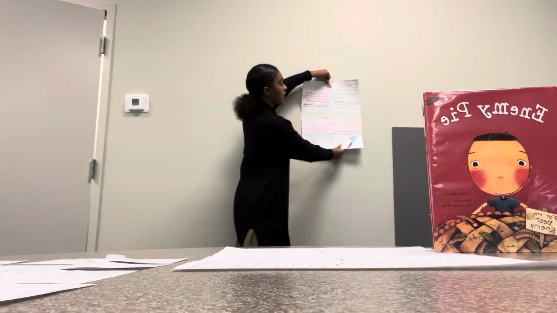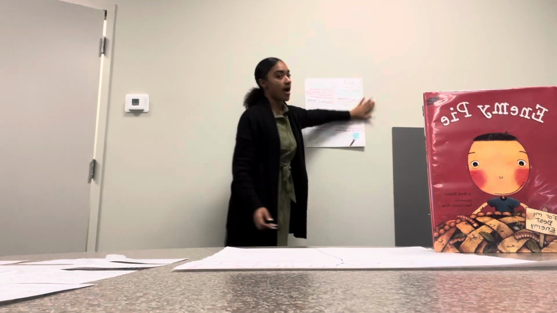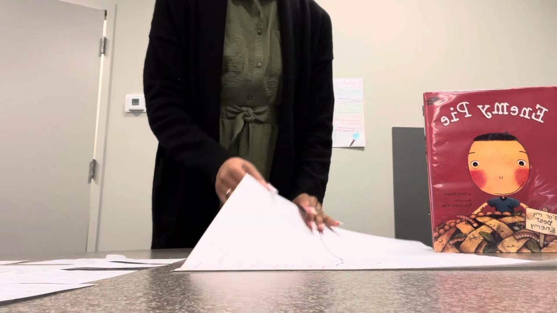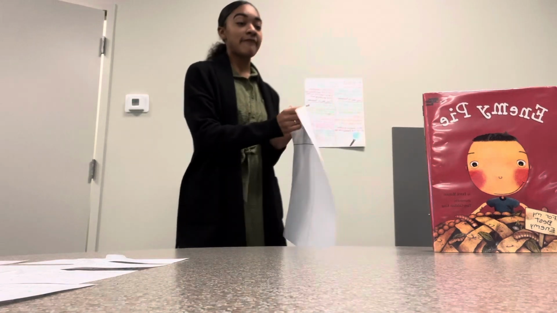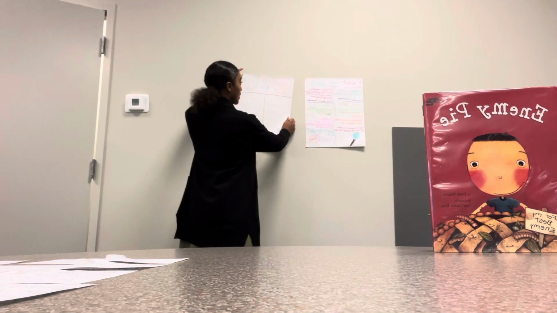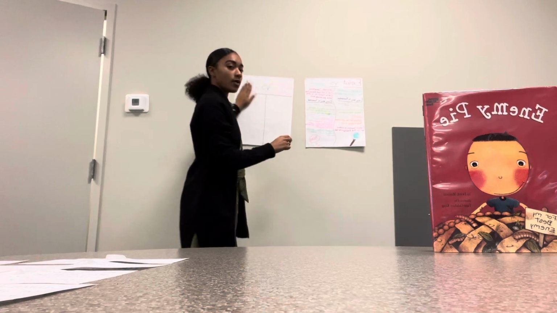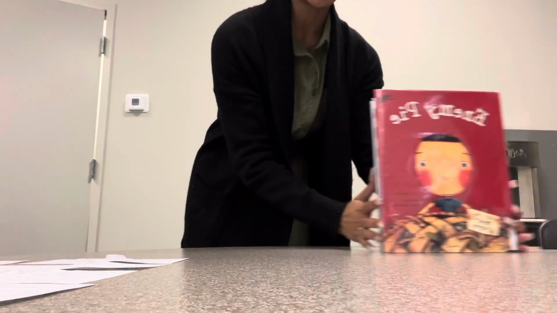So I'm gonna set this right here so we can use this for our activity. We're gonna be using details that I found within the Enemy Pie book and figuring out if they're explicit or implied.